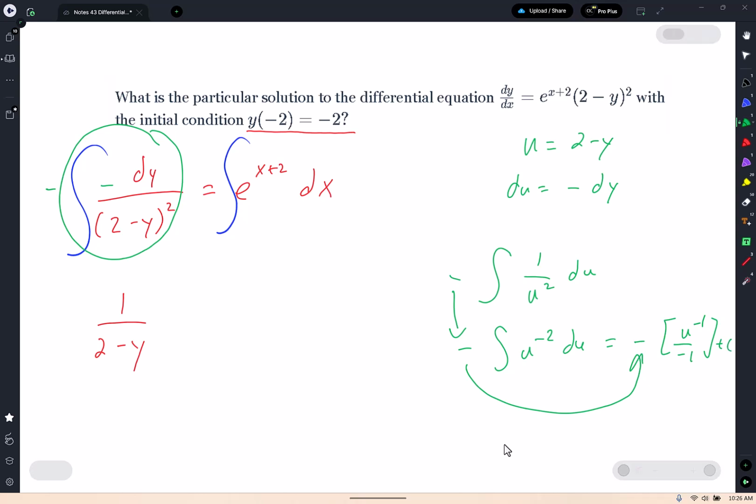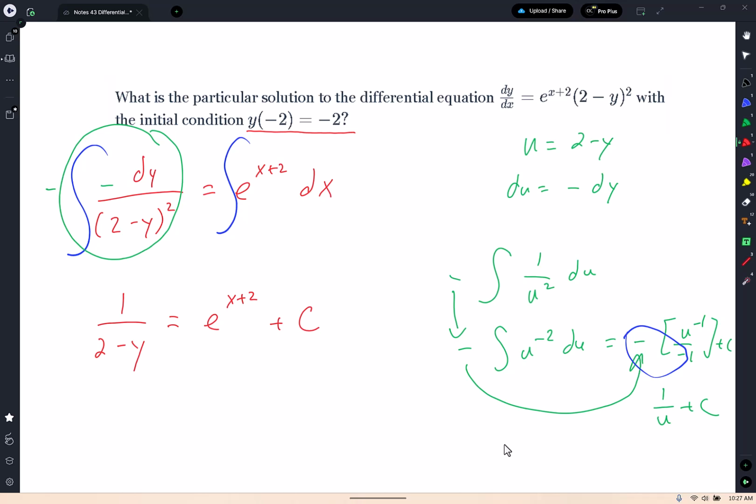So negative times a negative is a positive. Add 1, divide by the number. Add 1. Antiderivatives. Okay. All right, here we go. Equals e to the x plus 2 plus c.